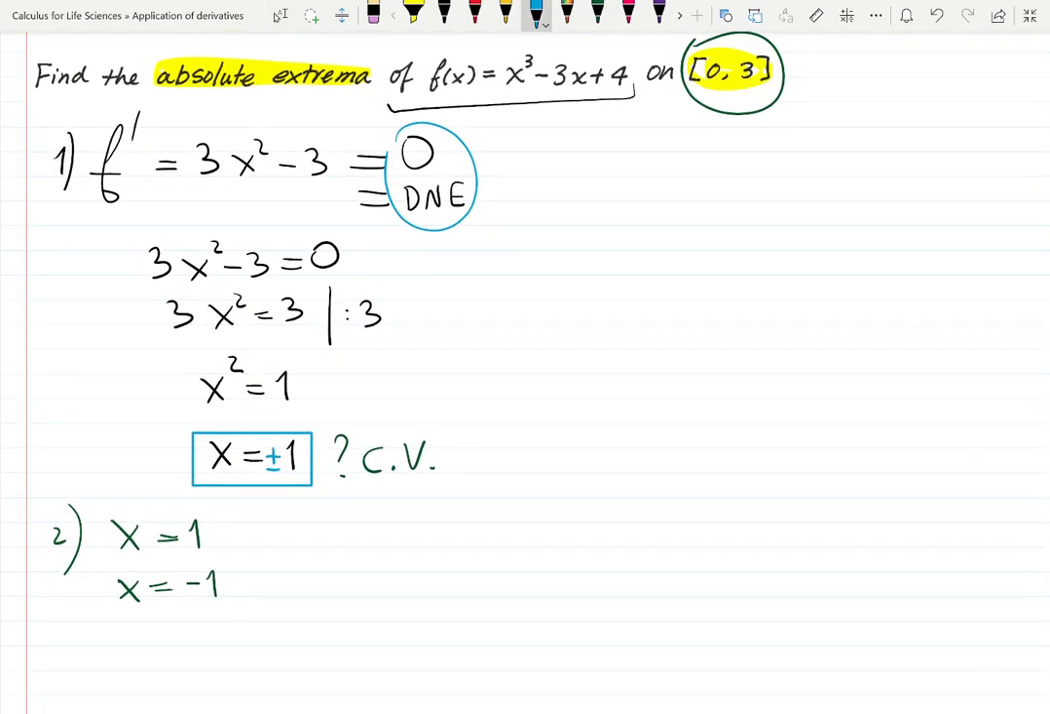Negative 1 is not in the domain. If this is a real life problem, you're not supposed to include negative numbers anyways. So if this is a number of bricks you need to build a house, negative 1 is not in the domain. Not a critical value because of the restriction 0 and 3, right? And then x equals 1 is in the domain, so we can keep it.